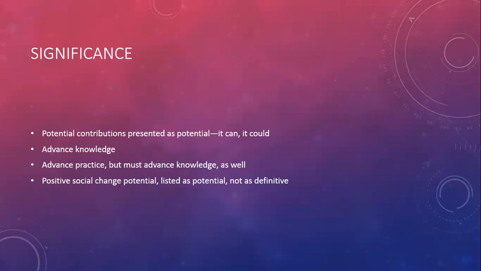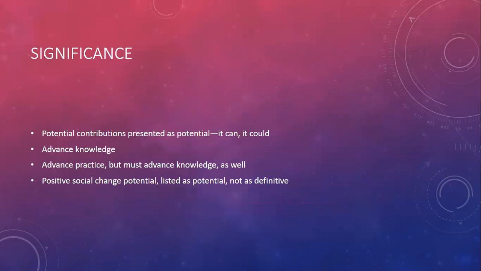Significance is something that you have to be careful not to overassume or overstate. Basically, significance talks about the potential contributions that you can glean from your study. And remember that they have to be potentially. This can do, this could do, this might do. Okay, it is hoped this will do this. The idea is that you talk about how they can advance knowledge, advance practice, or knowledge about practice, okay, which is more accurate, because remember that you're trying to advance the body of knowledge, and positive social change potential. Don't overstate. You don't have to fix the world with your dissertation.